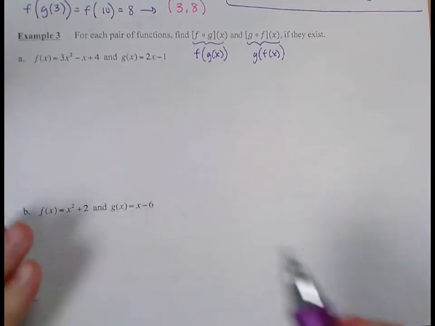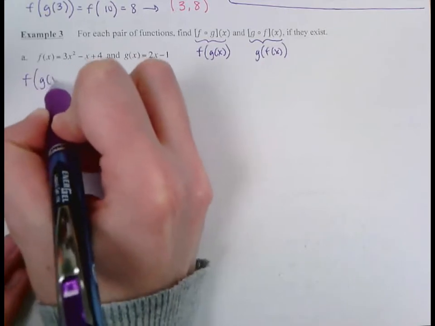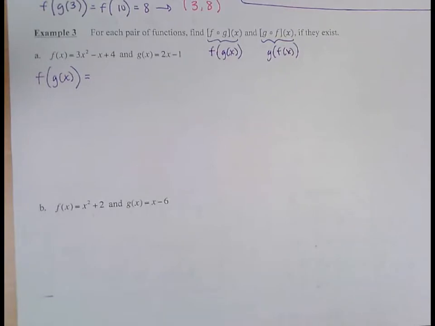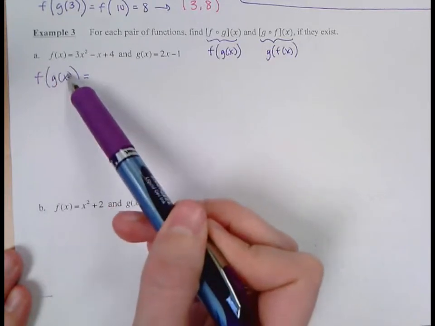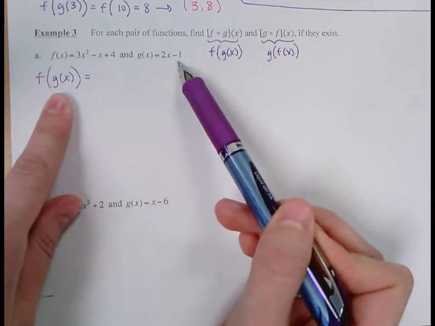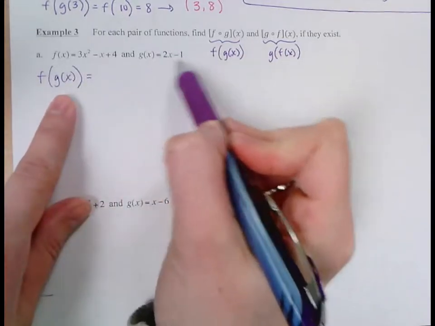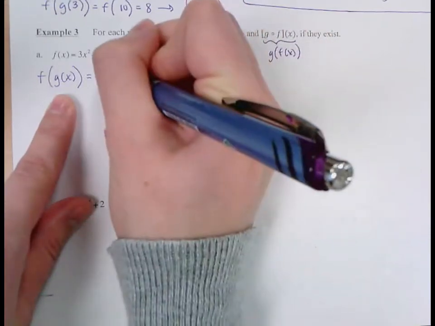So for A, I'm going to find f of g first. We have to find both. So we'll start with f of g. I'm going to show you a way that'll tie this into what you've already done. Just as this looks, this means I'm substituting g of x into the function f. And you can see that the function g of x equals 2x minus 1. So I'm going to replace the g of x here with 2x minus 1. So I'm finding f of 2x minus 1.